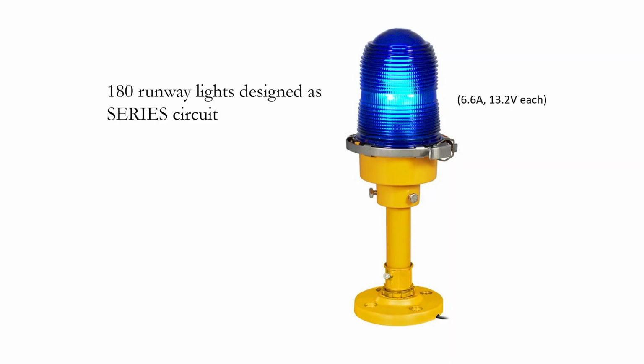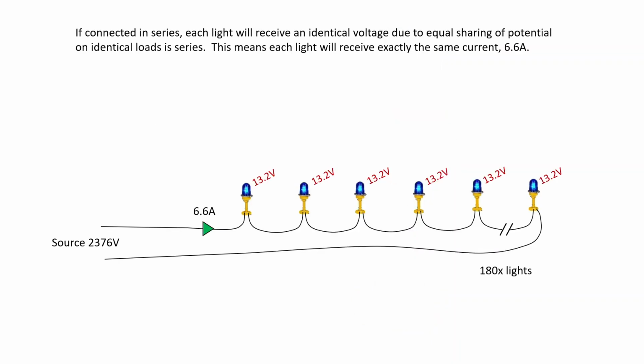And if we take some of these basic values for a standard runway light, approximately 6.6 amps, 13.2 volts each, they appear to operate on a fairly low voltage. Now, if connected in series, each light will receive an identical voltage due to the equal sharing of potential on identical loads in series. This means each light will receive exactly the same current, 6.6 amps. Now, of course, for each of them to get 13.2 volts, you're going to need a source of 2376 volts.